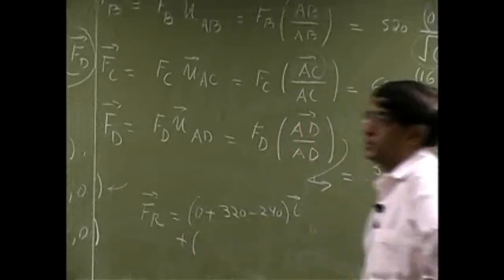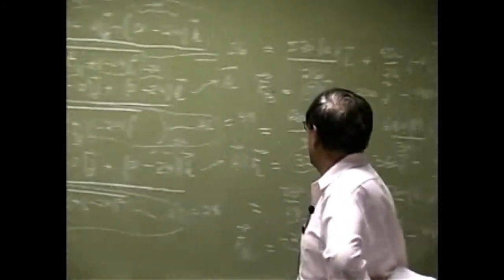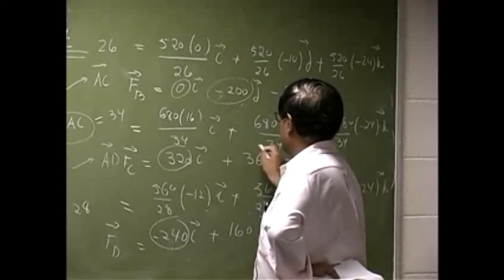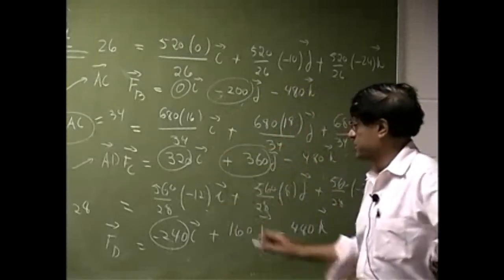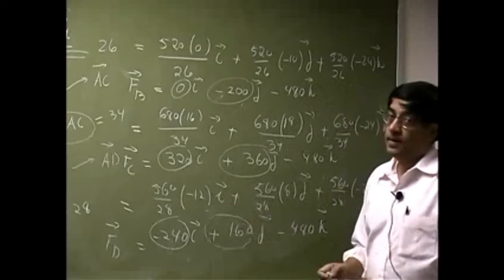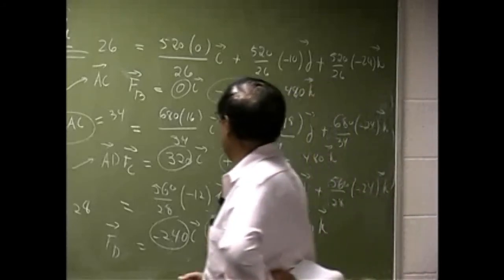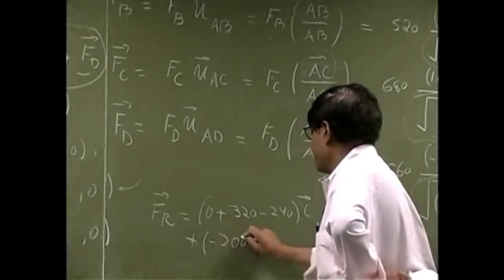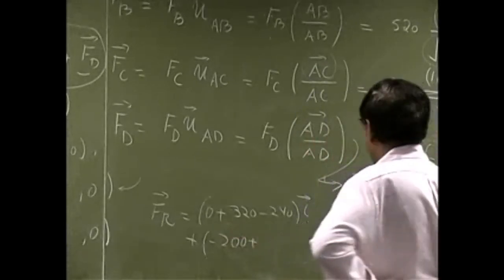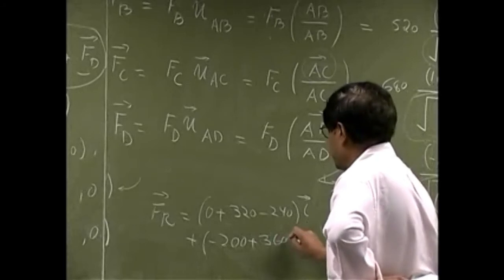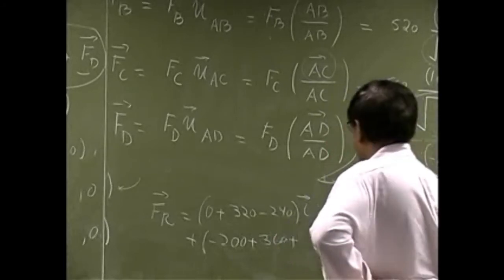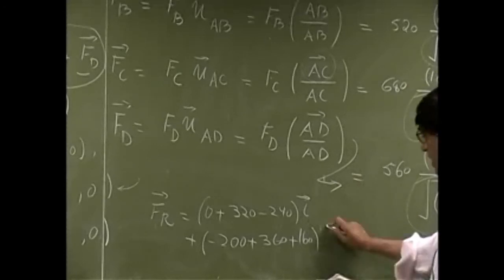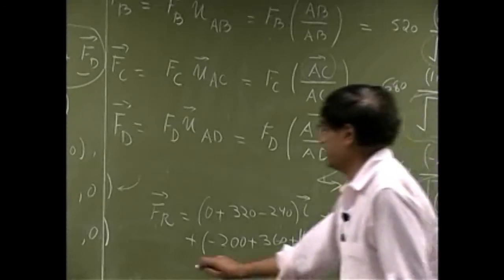Plus, now you're going to add all the y components. You're going to look at this, negative 200. You're going to look at this, plus 360. And you're going to look at this, which is plus 160. We're looking at negative 200, then positive 360, then positive 160. And that times of j.